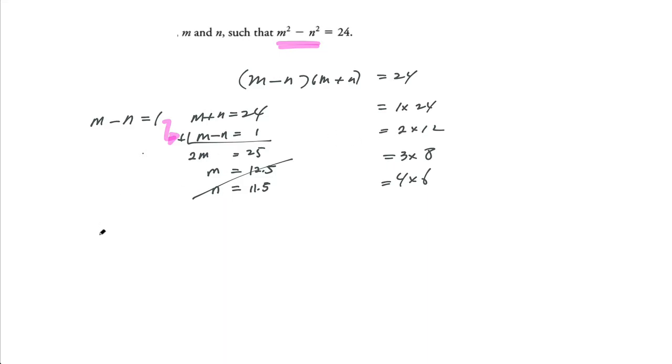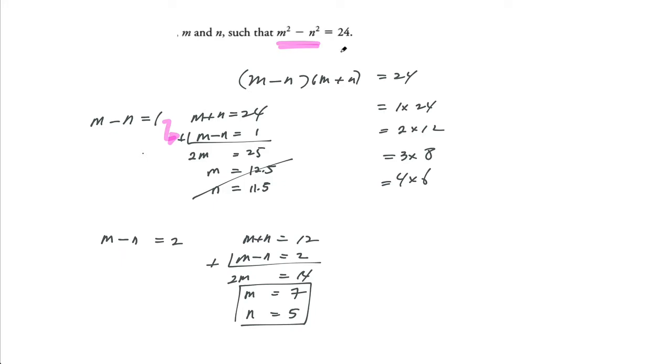Let's consider the next possibility. m minus n is equal to 2, and m plus n is equal to 12. Again, same procedure. 2m is equal to 14. So here m is equal to an integer, 7. So if m is 7, n is 12 minus 7, so it's 5.